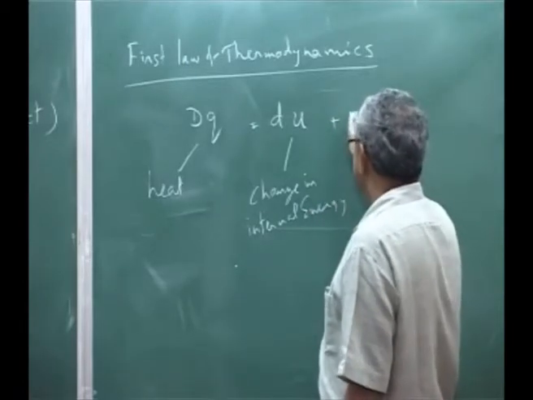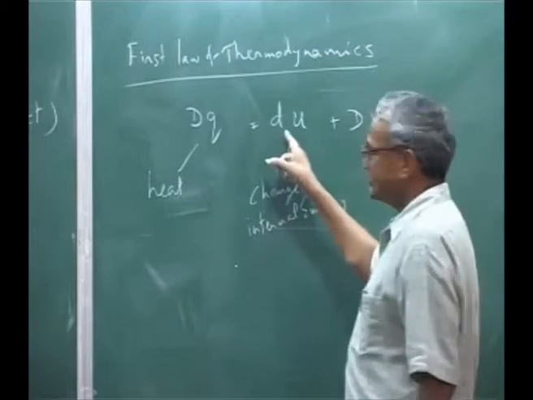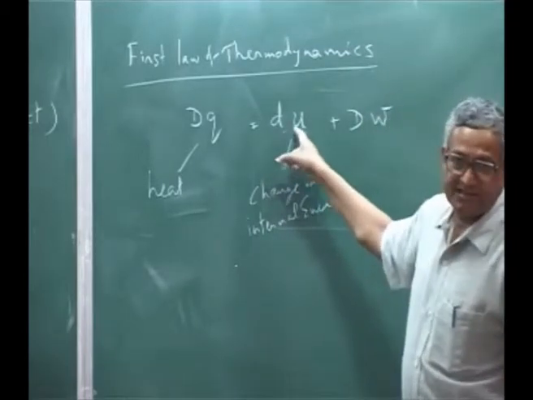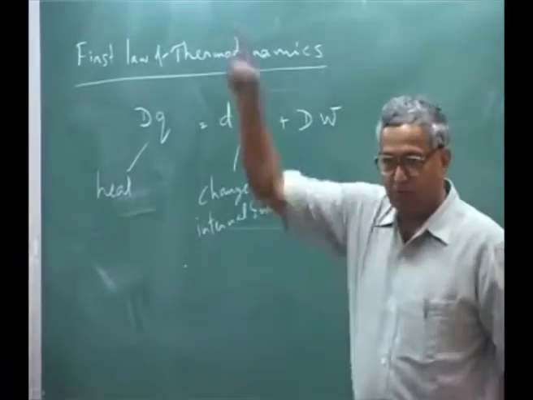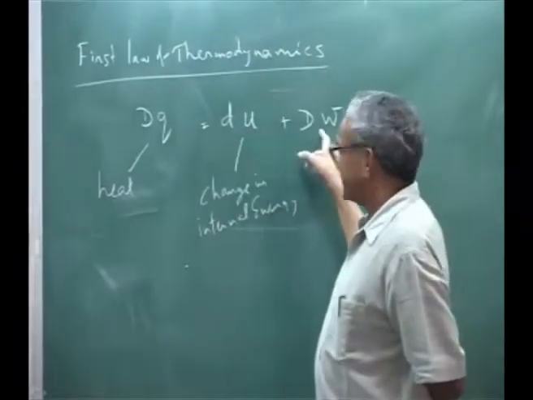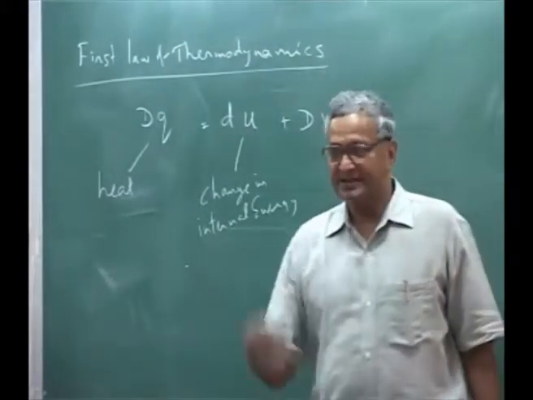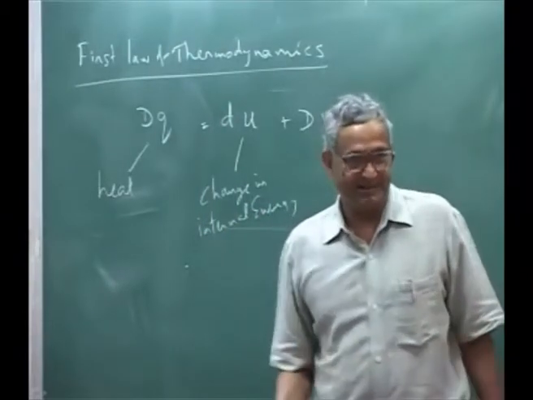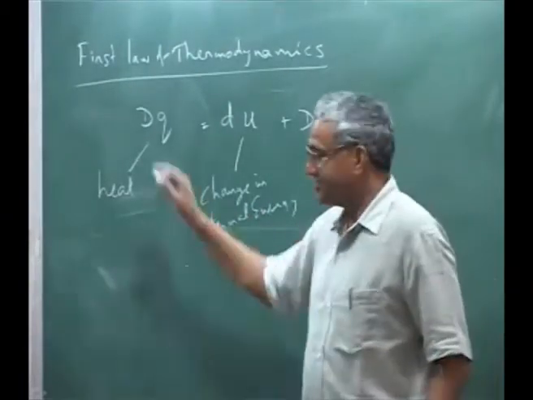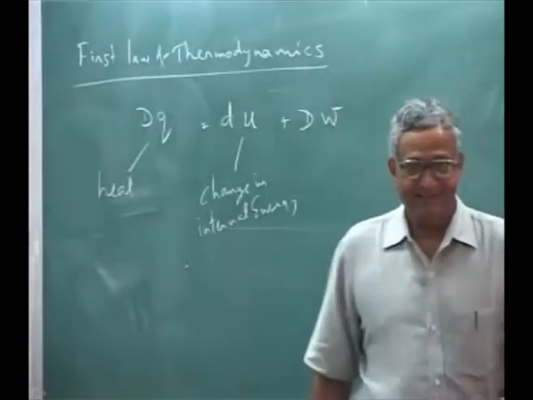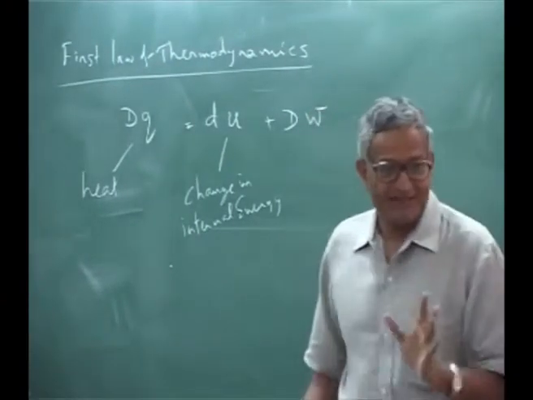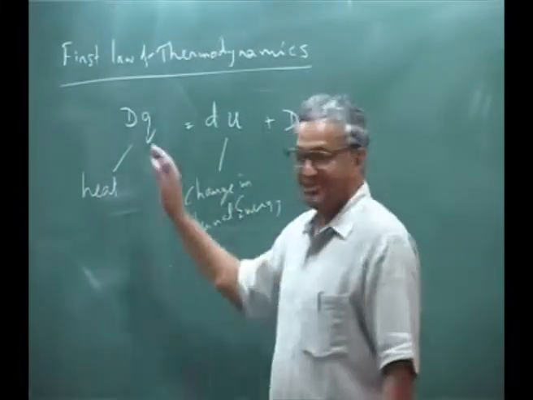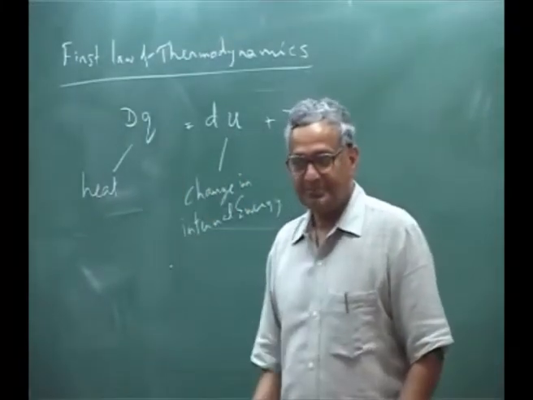Plus dW. Because U is what you call an exact differential, you can do U1 minus U2, but this is the work. There is nothing like W2 minus W1 work. Work is work. Quantity of heat is how much you supply. There is no exact differential for it. That is why the capital D is used for this.